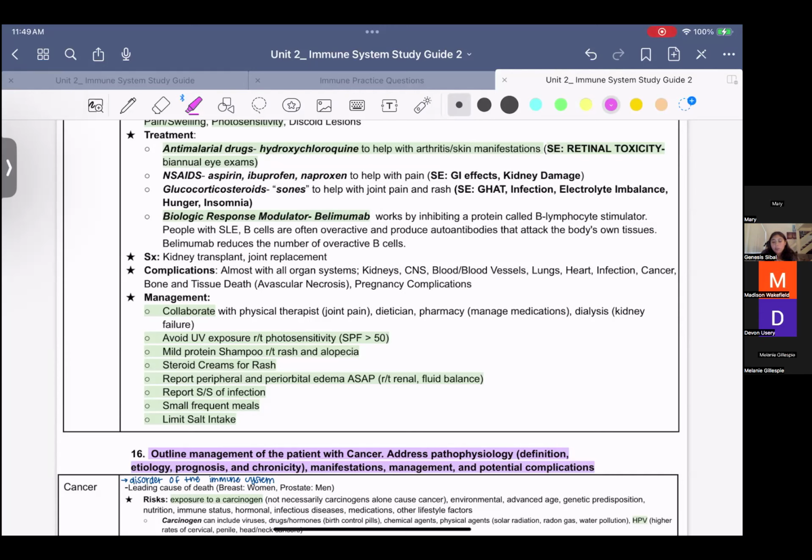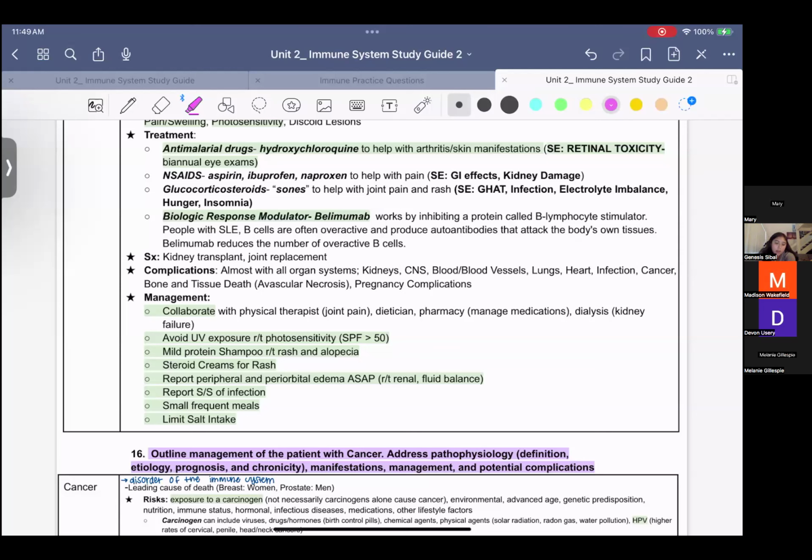Okay, so with the glucocorticosteroids, so steroids, just the zones, right? They help with joint pain, the rash, and inflammation. So again, we're just worried about some of those side effects. You guys remember the side effects: susceptibility to infection, right? They're at a higher risk of getting an infection, electrolyte imbalance, hunger, insomnia. And with the infection, if they're at an increased risk of infection and they're already immunocompromised, obviously that's something we want to worry about.